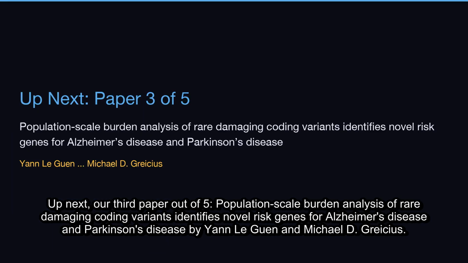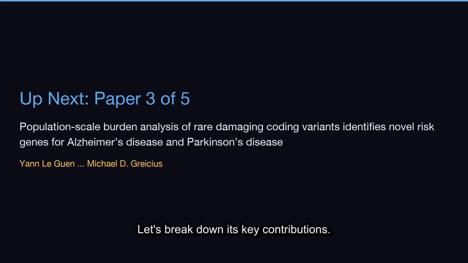Up next, our third paper out of 5, population-scale burden analysis of rare damaging coding variants identifies novel risk genes for Alzheimer's disease and Parkinson's disease by Jan Luguen and Michael D. Breisius. Let's break down its key contributions.